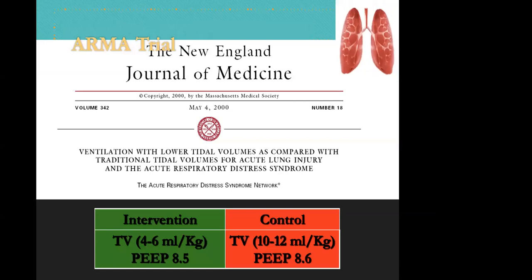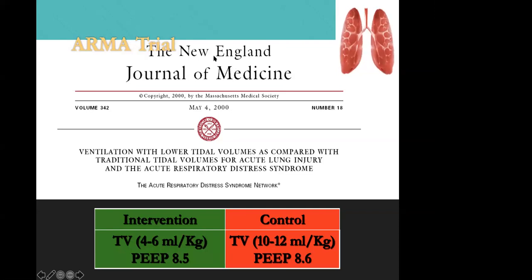So the ARMA trial was published in the New England Journal of Medicine in 2000. They compared an intervention group and a control group. In the intervention group, the target tidal volume is 4 to 6 mL per kilogram of ideal body weight, because we are not just measuring the actual weight. No, there is a criterion, there is a method. We can check the height of the patient, and then we can calculate the ideal body weight.